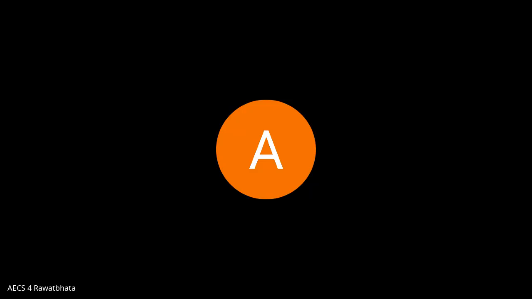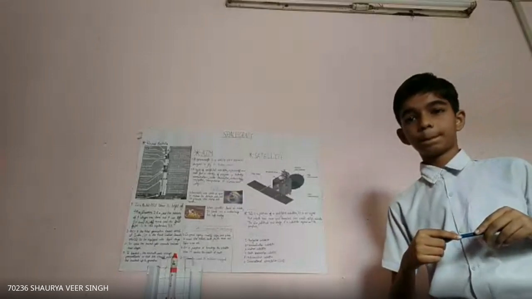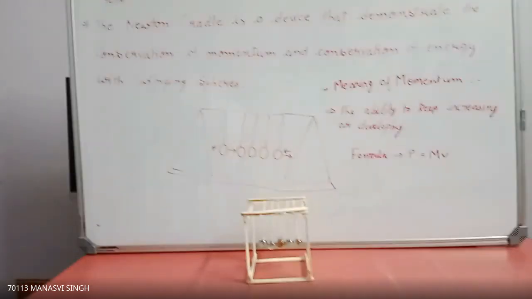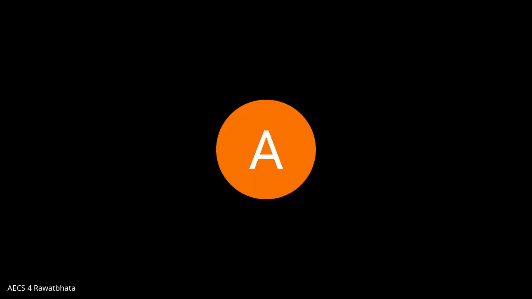Okay, beta. Okay, thank you, Shauraveer. Our next participant is Mumuksha Dhakar. Mumuksha Dhakar is not there, so we will move on to the next participant. Next is Manasvi Singh. Yes, ma'am. Beta, switch on your camera. Ma'am, camera is on. Yes, okay. Okay, start, beta.